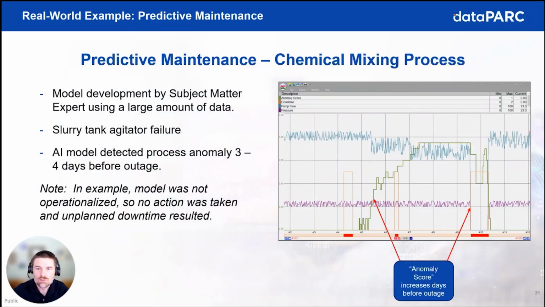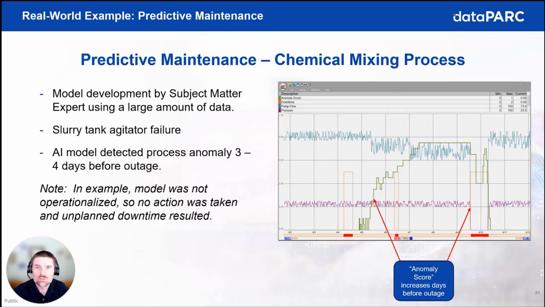So what we had was a chemical mixing process. Not a super complicated process, but a handful of different chemicals being added to basically a stirred tank. It was a slurry tank, right? So there were solids and liquid in this tank that were mixed, and then it was pumped away by a discharge pump. And the process, as we discussed previously, a subject matter expert who understood the process and the dynamics of the different chemicals being added put together a list of input tags, and then built an AI anomaly detection model.